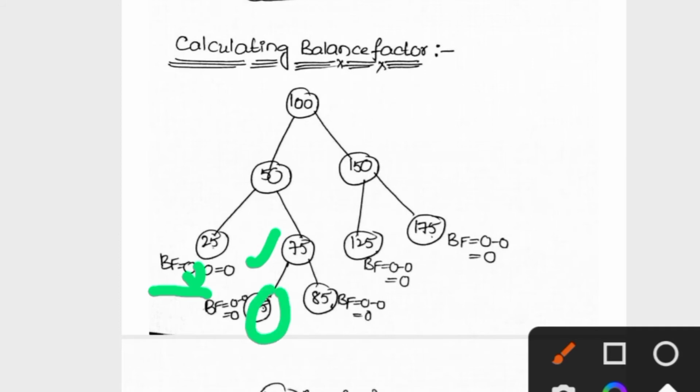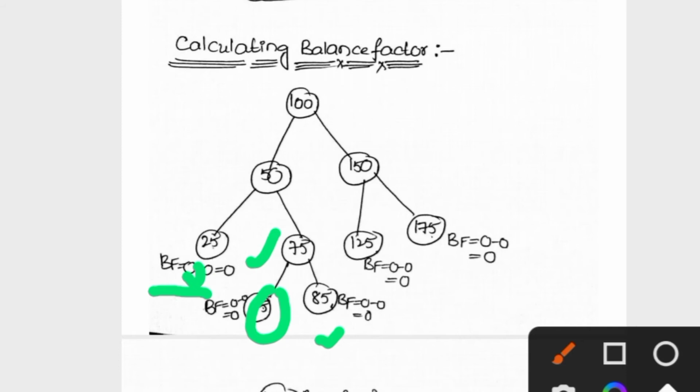65 has no children, so the balance factor equals the height of the left subtree minus the height of the right subtree. Here there are no children, so the left height is 0 minus the right height, which is also 0, so 0 minus 0 equals 0. Next we have to calculate 85. 85 is also an external node, so there are no children, and the balance factor is 0 minus 0, that is 0.